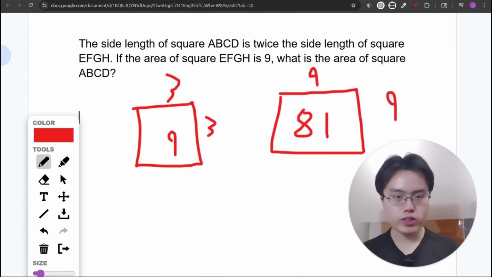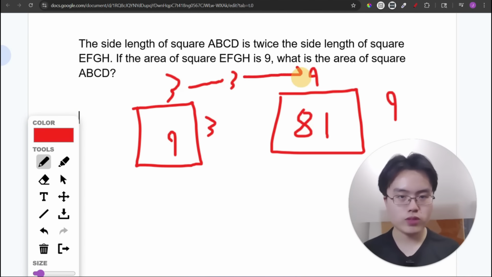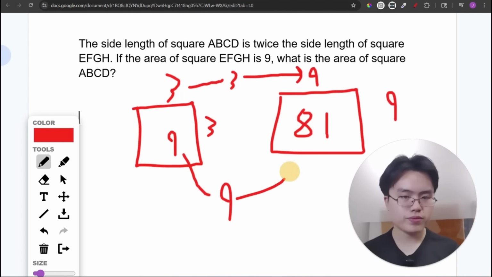So what is the scale factor of the sides? 9 divided by 3 is 3, right? So you multiply this side by 3 to get to this side. The scale factor is 3. What is the scale factor of the areas? What do you need to multiply 9 by to get to 81? It's 9, right? 81 divided by 9 is 9. So when the scale factor of the sides is 3, the scale factor of the area is actually 9.